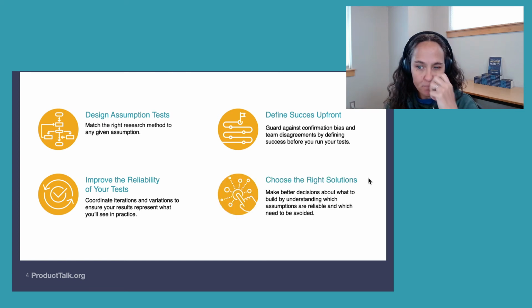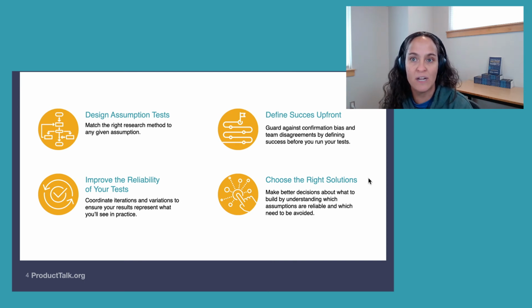And then finally, none of this matters if we're not able to choose the right solutions. So we're going to learn how to make decisions about which solutions to build based on what we're learning from our assumption tests. We're really going to dive deep into how do we know if an assumption is reliable, how do we know if an assumption is faulty, how do we collect reliable assumptions so that we're basically collecting building blocks so that our next set of solutions are even better.